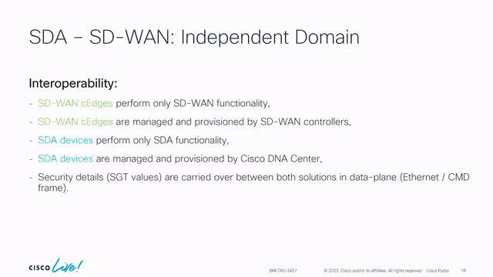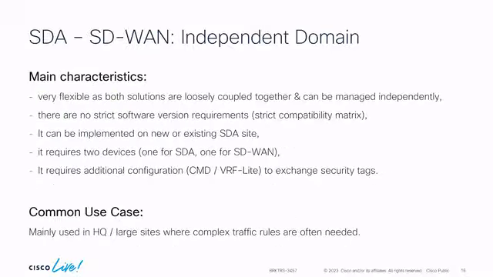C edges are going to be fully managed and provisioned by SD-WAN elements. And similar SDA. SDA is going to be fully independent. The only thing is that security details are going to be carried over end-to-end through data plane. And data plane, here we are going to talk about Ethernet, about VLANs and Cisco metadata frame. And I will show you in a minute how exactly it's going to look like.